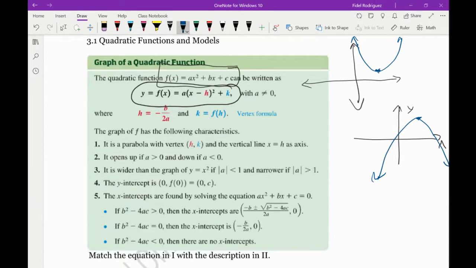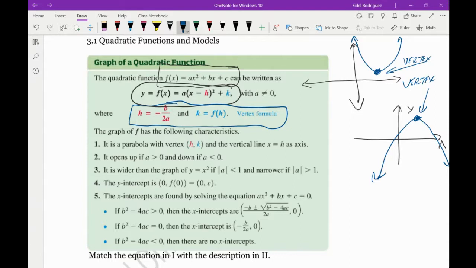And this point right here, if the graph opens up, the vertex is going to be the lowest point in my graph. And if the graph opens down, then the vertex is going to be the highest point of my graph. And there's something called the vertex formula, which is given to us right here. I'll show you how we're going to do it in a few minutes.